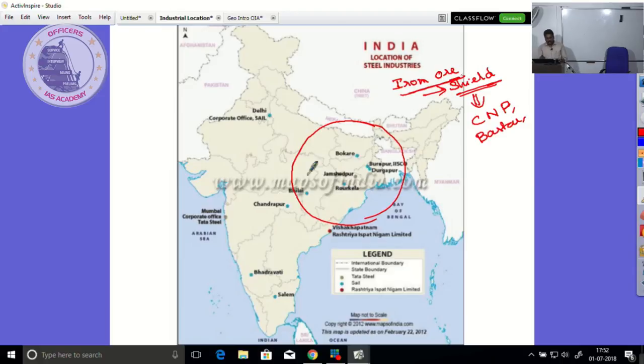And just to tell you that these are the same places near to each other where you have coal reserves, sir. The circle includes both iron ore as well as coal reserves.